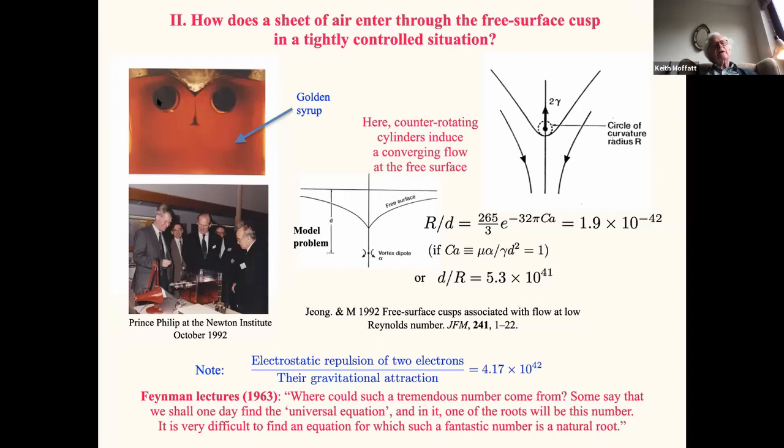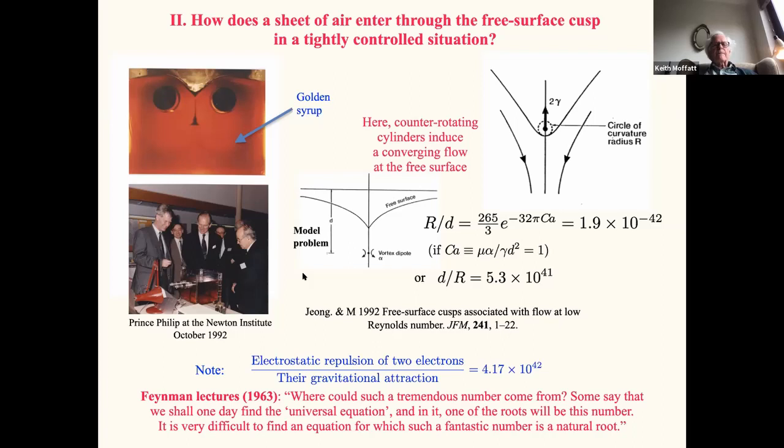Anyway, if you rotate these at sufficient speed, but still low Reynolds number, then a cusp develops here, a very sharp cusp. And a strange phenomenon here, which I'll mention in a moment. I should say that this is a phenomenon that we demonstrated to Prince Philip when he came and opened the Isaac Newton Institute in October 1992. And you may recognize some of the other figures in this photograph.